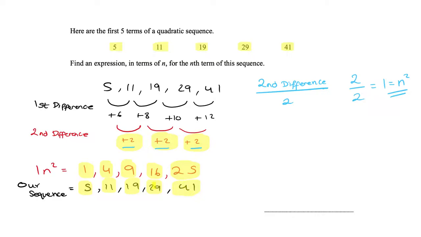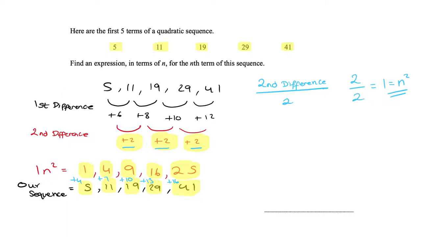Okay, so how do we get from 1 to 5? So as you can see, you add 4. 4 to 11, you add 7. 9 to 19, you add 10. 16 to 29, you add 13. 25 to 41, you add 16. We've just generated ourselves another sequence.